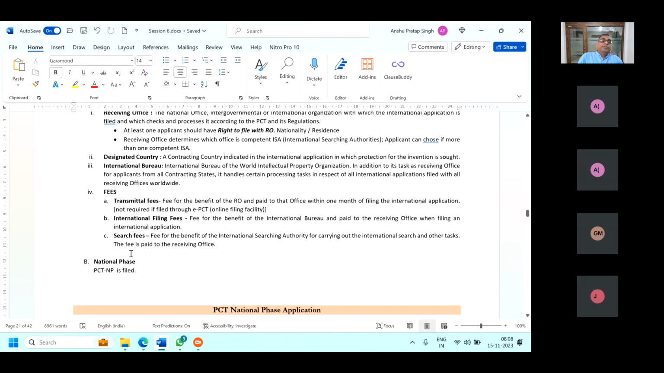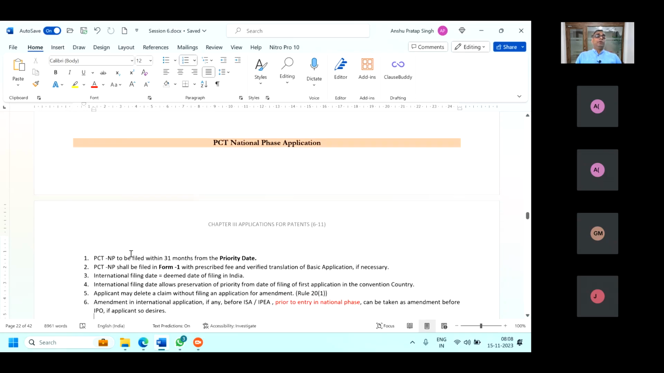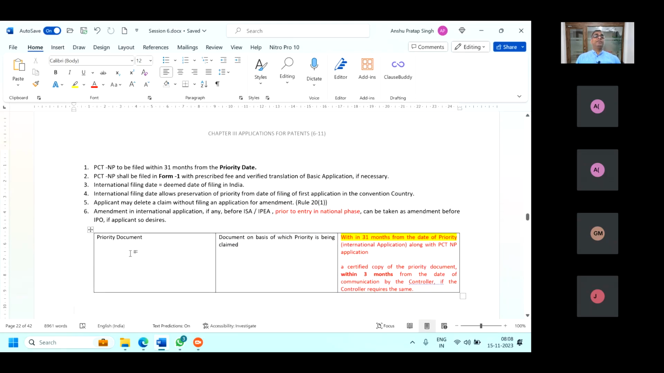After expiry of 31 months, the PCT NP is filed. That means when you enter a designated country, a separate application has to be filed based on the international application which you have filed. This PCT national phase application has to be filed within 31 months from the priority date. Please remember: 31 months from the priority date, not from the date of filing of the earlier application.